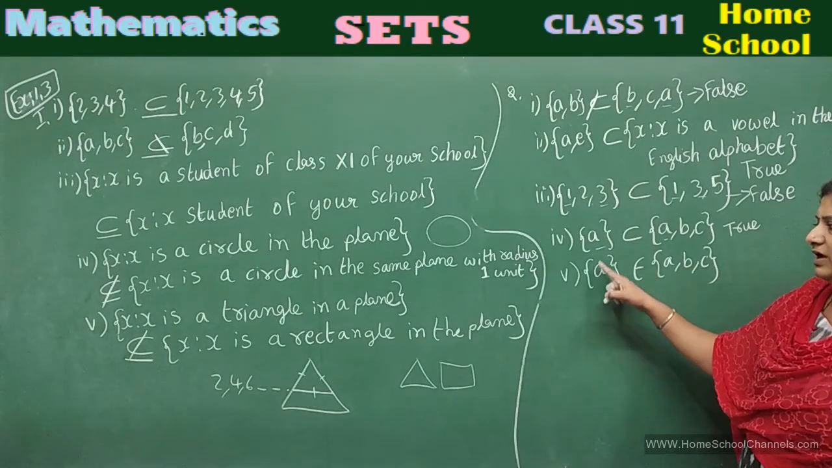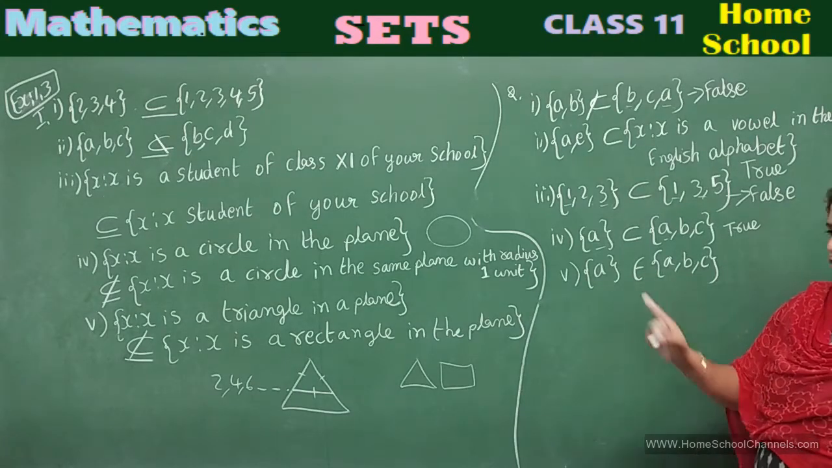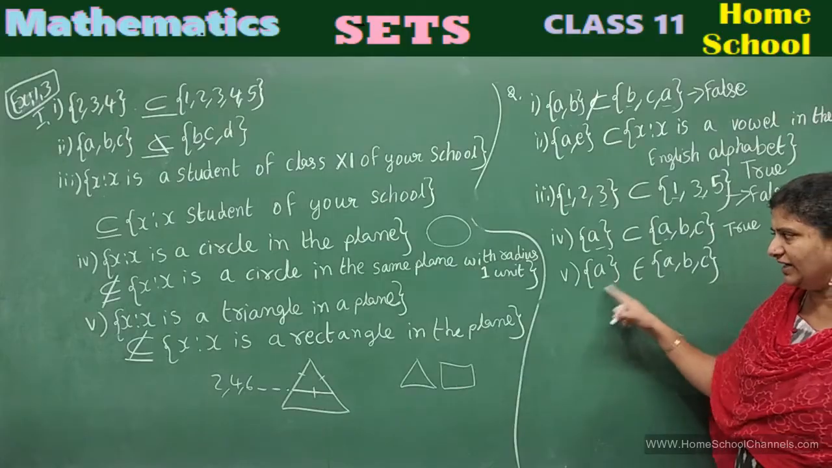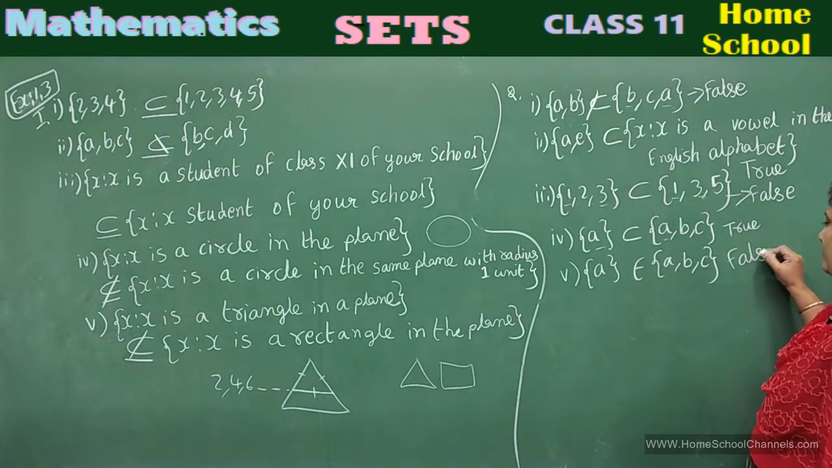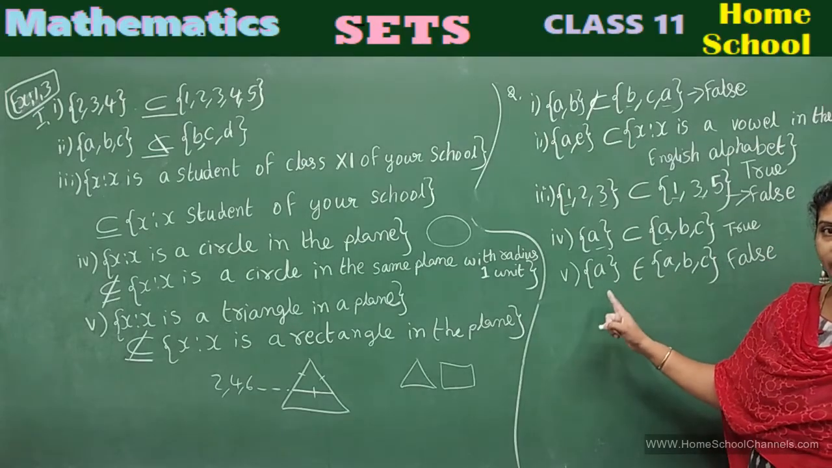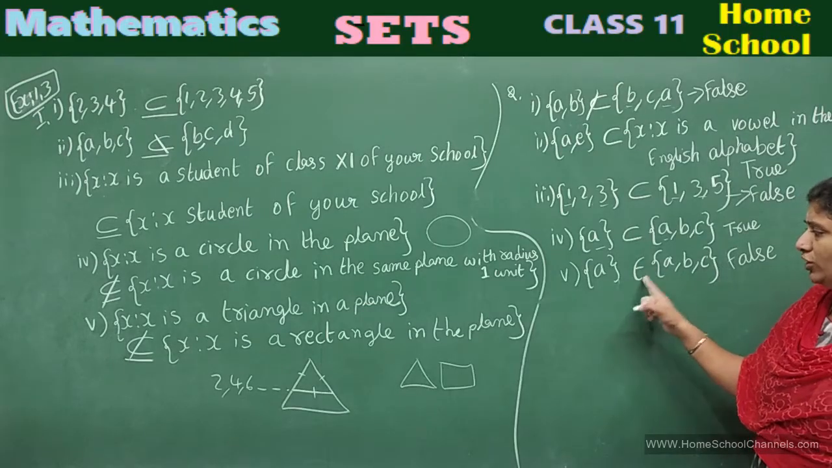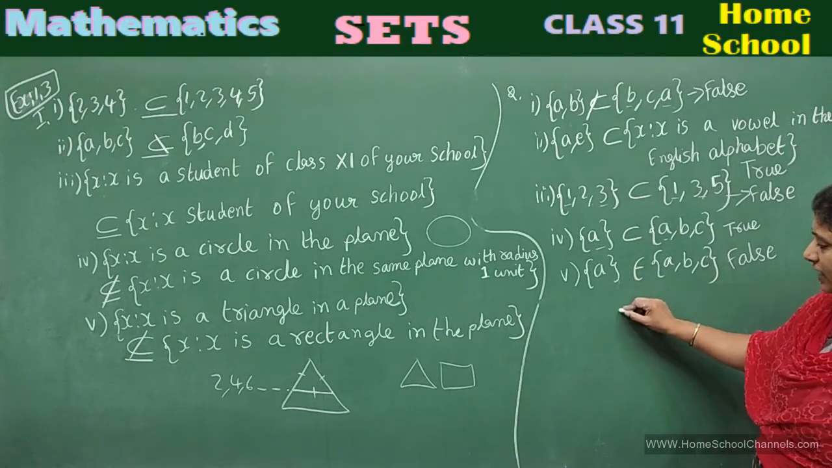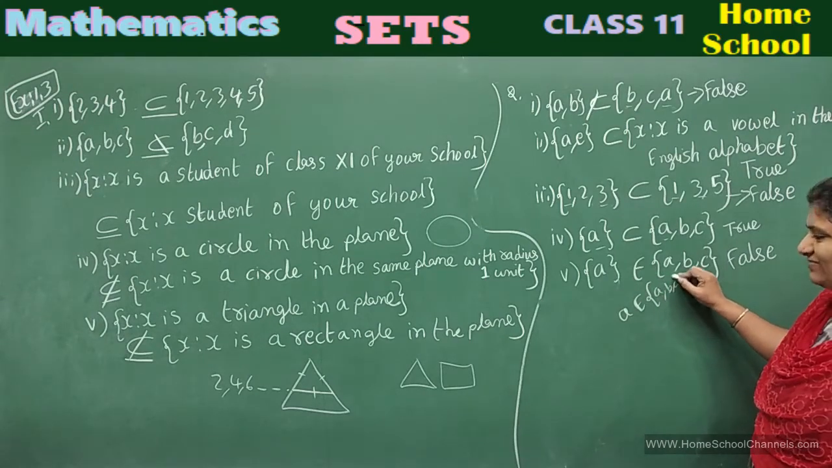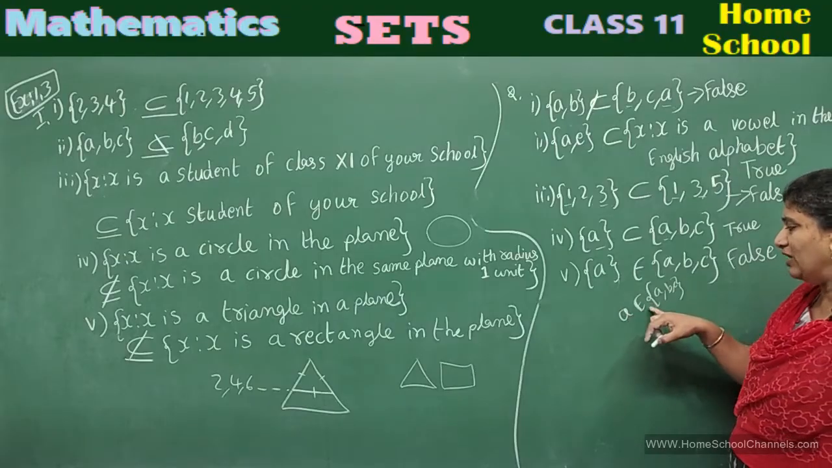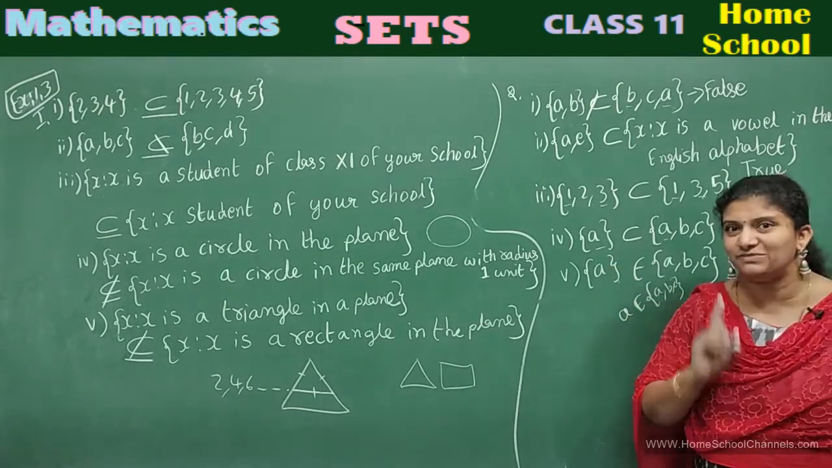And this one, the set A belongs to the set ABC. Do you use belongs to when you are writing a set? No. So this is false. When you are writing in set form, you should write subset. If you want to use belongs to, how do you need to write? A belongs to the set ABC, you can say. A belongs to this set. If you use brackets, you should say subset.